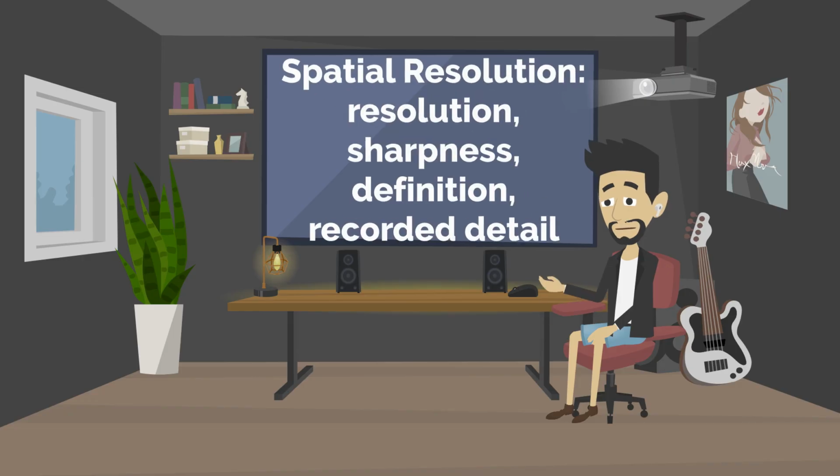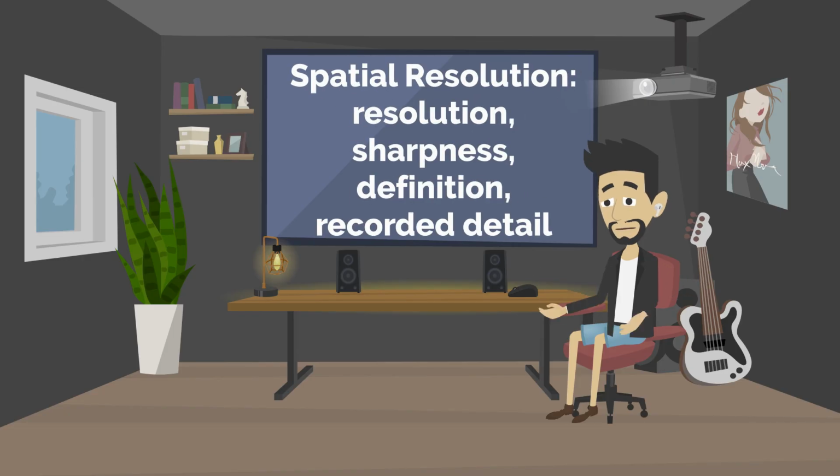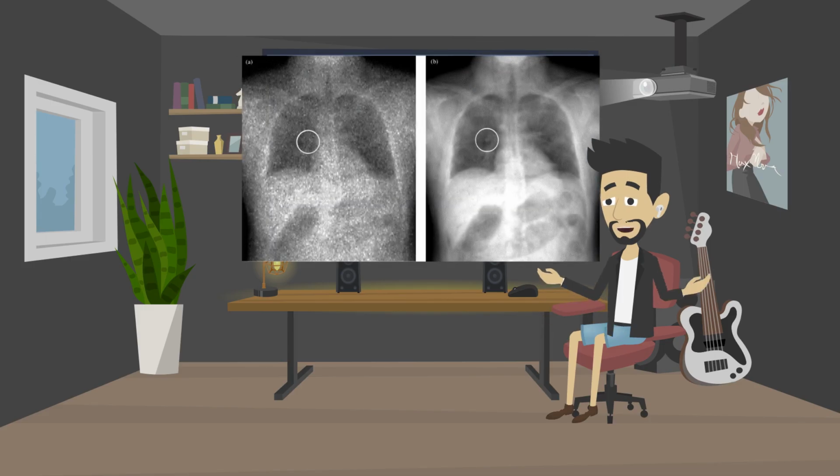Spatial resolution is also a geometric property and refers to the sharpness of the image, and is referred to as resolution, sharpness, definition, or simply recorded detail. When the resolution is optimum, the edge sharpness of structures in the image is crisp and accurately rendered. Poor resolution tends to appear fuzzy or unclear.